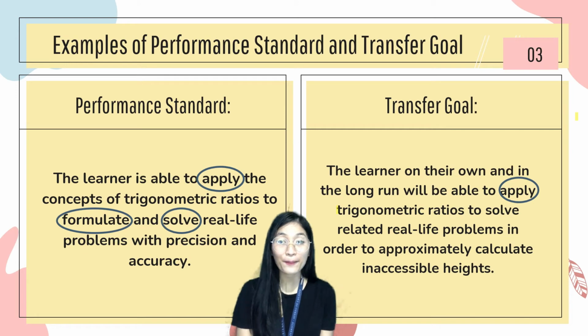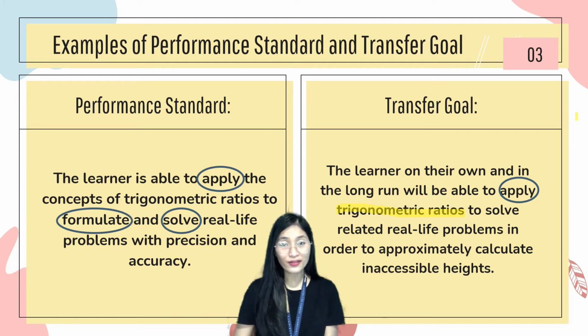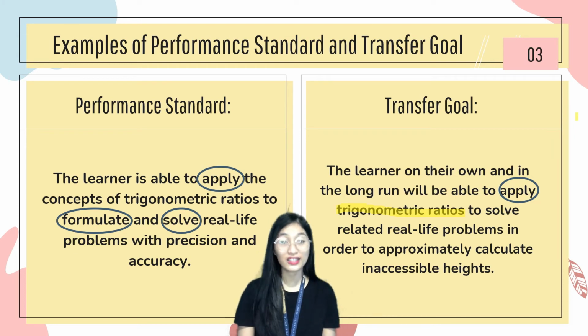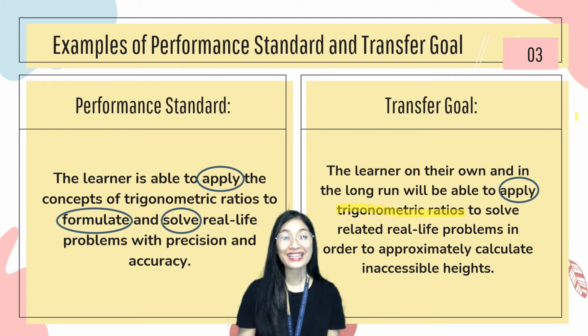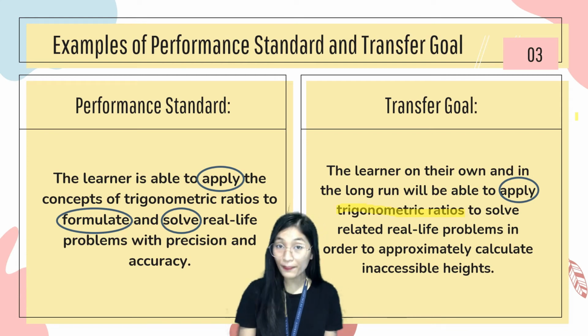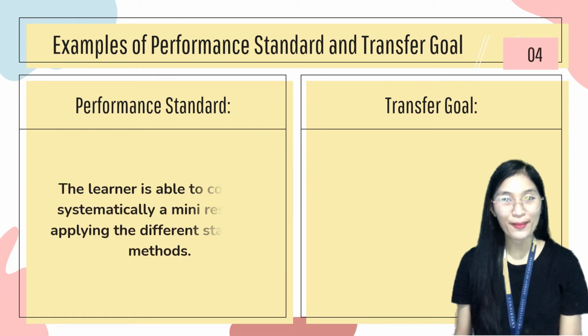So in this example, we need to think of realistic situations, just like measuring a skyscraper. So we can also measure the skyscraper without measuring it literally. But we just need to use the trigonometric ratio of a math topic or lesson. So here I present to you another example.